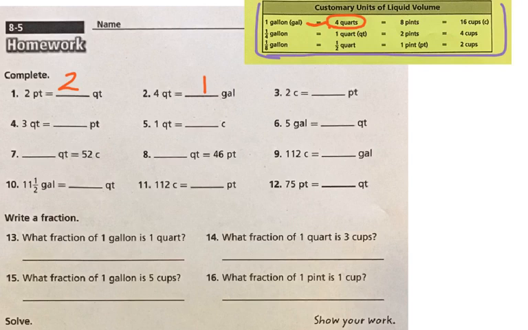So here I'm going to move to the left, and I can see that 4 quarts is equal to 1 gallon. Then we have number 3, which is 2 cups, and it's asking us 2 cups is equal to how many pints? If I go to my chart, I can see 2 cups is on my chart, and I can only move one way with cups, so I'm going to move to pints, and I know that 2 cups is equal to 1 pint.